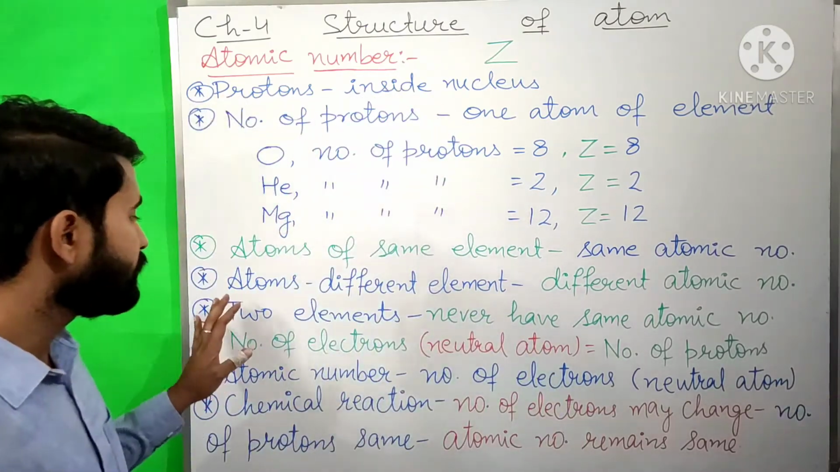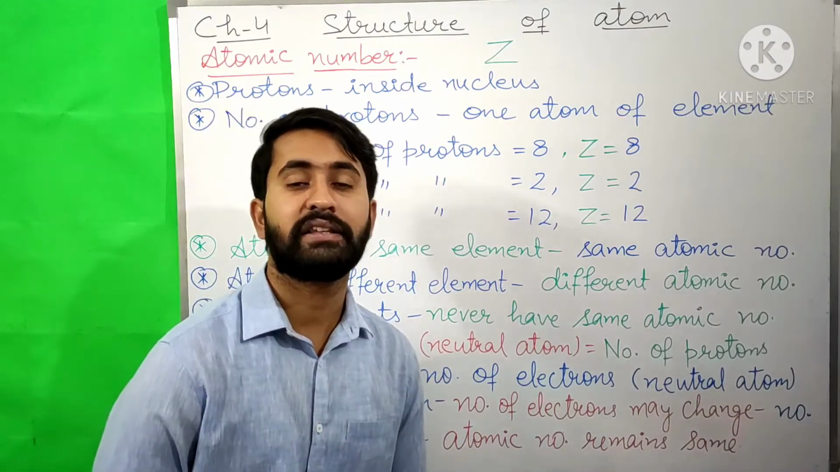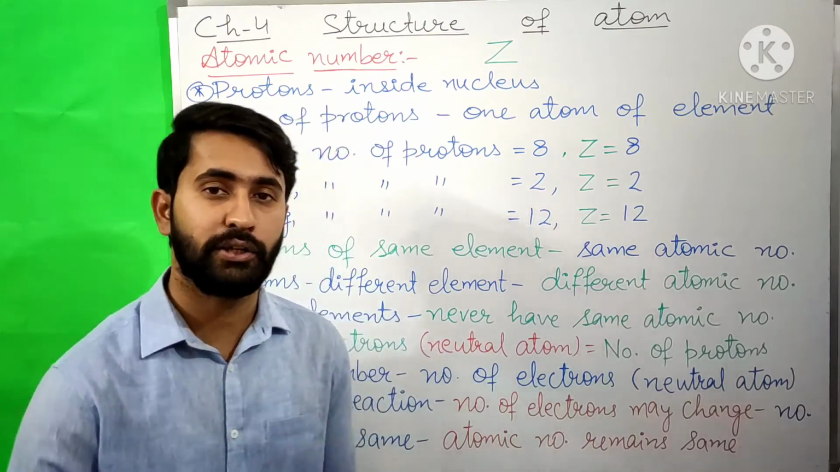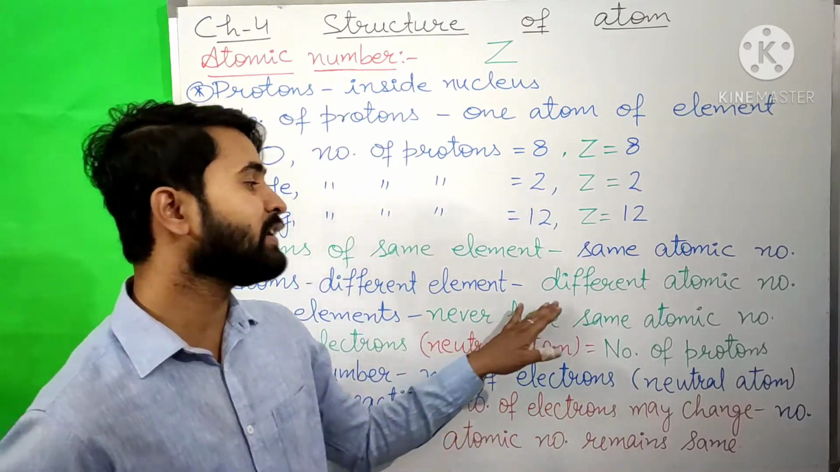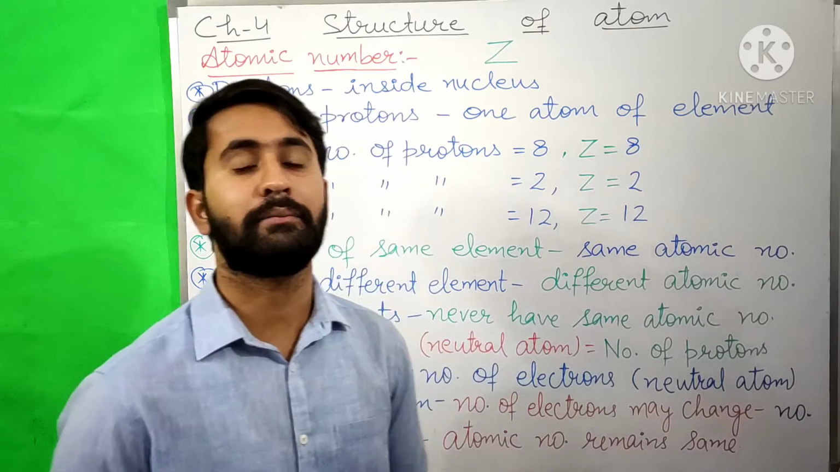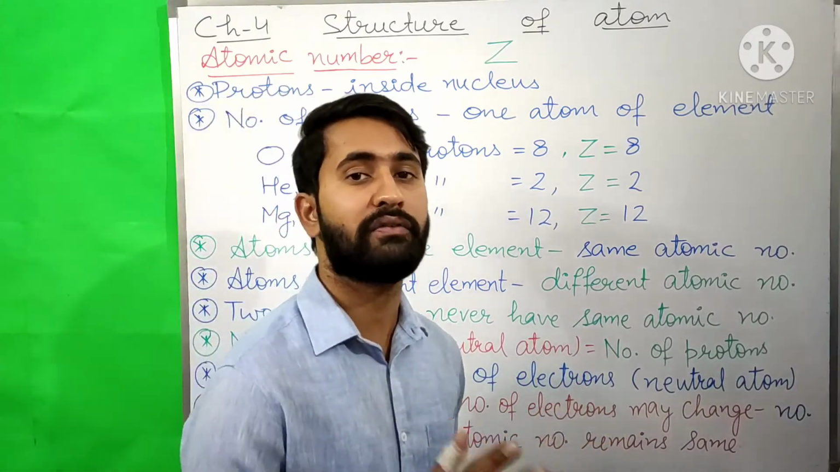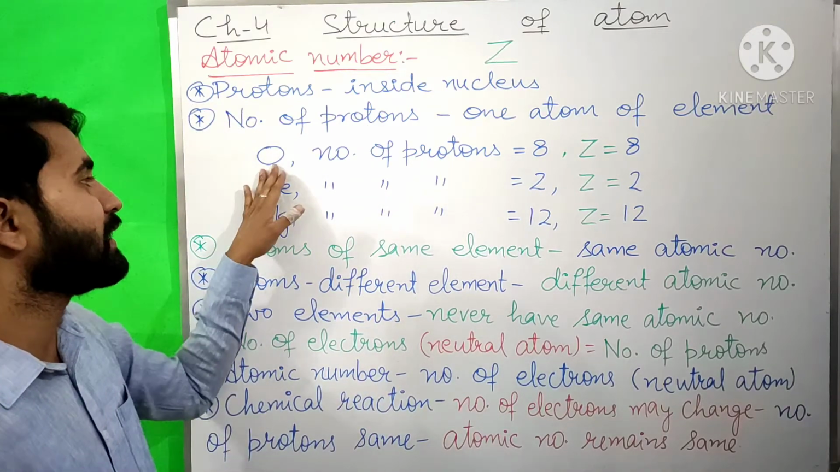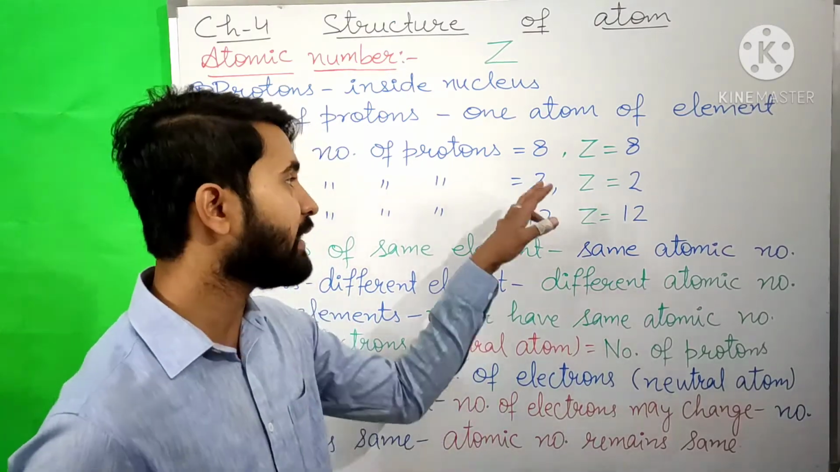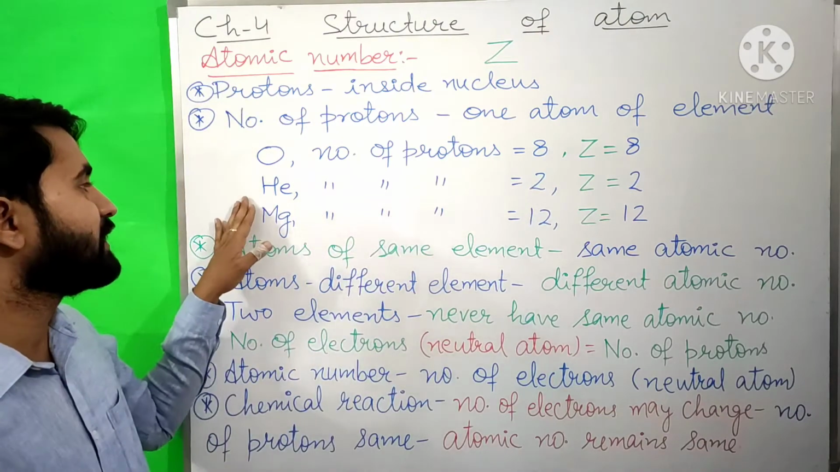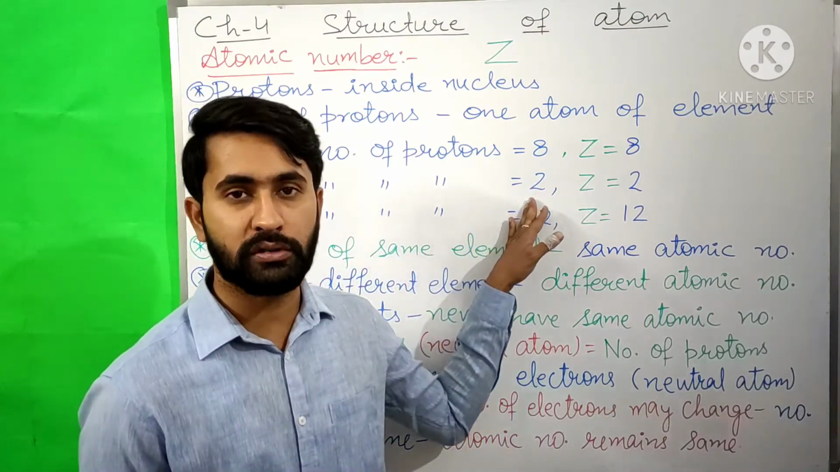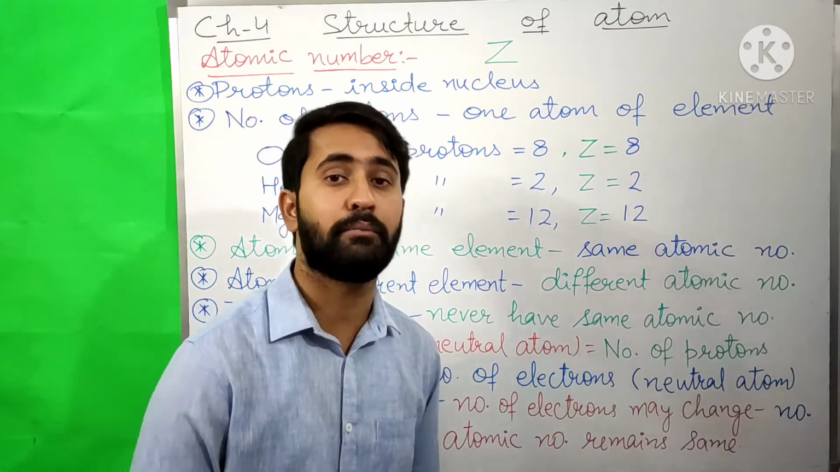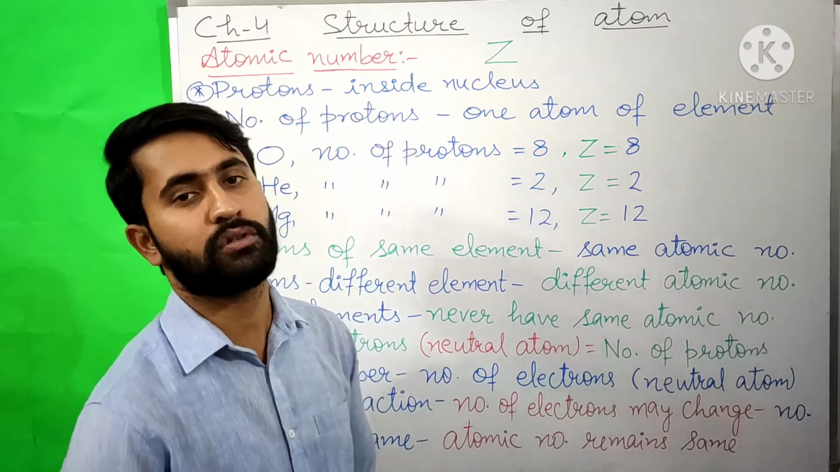The atoms of different elements are having different numbers of protons inside their nucleus. So they are having different atomic numbers. It means the atomic number of different elements is different. For example, one atom of oxygen is having 8 protons in it, whereas helium atom is having 2 protons in it, nitrogen atom is having 7 protons in it, and boron is having 5 protons in it.